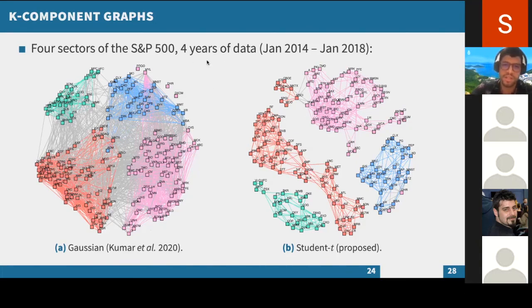And so this is 4 years of data from January 2014 to January 2018, and we can see that it's visually clearly better, our proposed algorithm as compared to the state of the art.